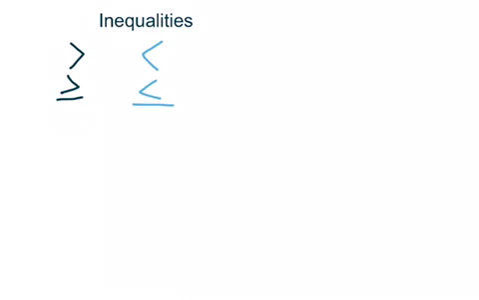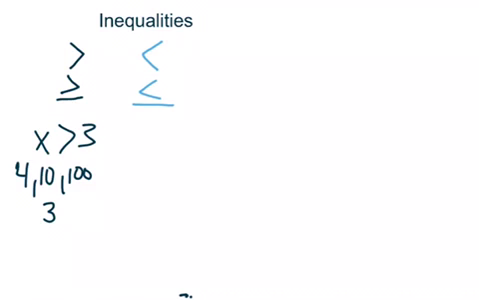So if I had a statement x is greater than 3, that means that x can be anything that's bigger than 3. For example, it could be 4. Could be 10, could be 100. Those are all acceptable choices for x because it is bigger than 3. Now, here's what you have to think about. Is the number 3 appropriate? Is 3 greater than 3? Well, in that case, the answer is no.